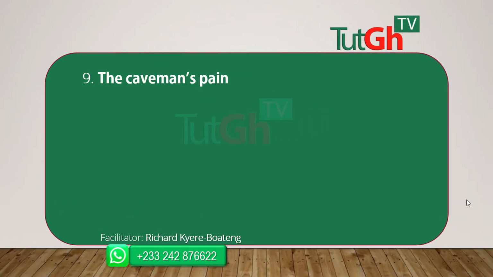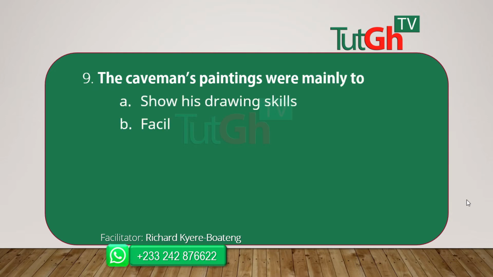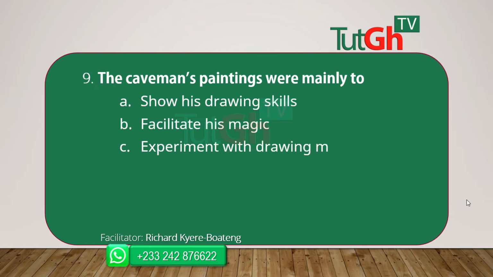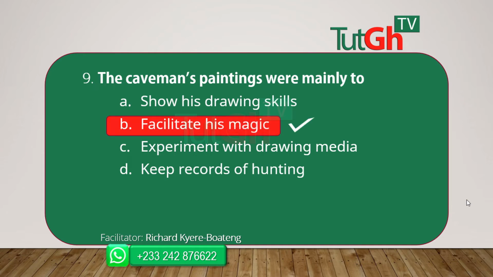9. The caveman's paintings were mainly to A. Show his drawing skills, B. Facilitate his magic, C. Experiment with drawing media, D. Keep records of hunting. The answer is B. Facilitate his magic.